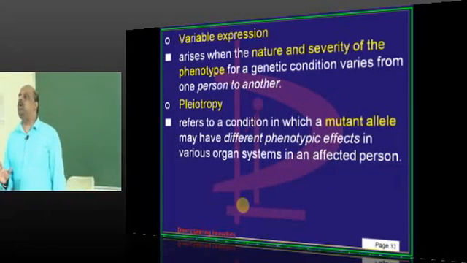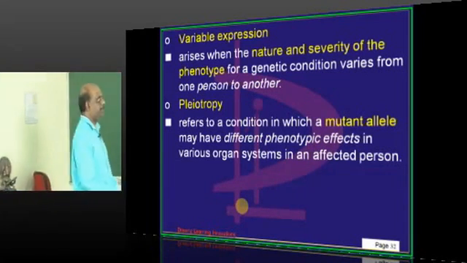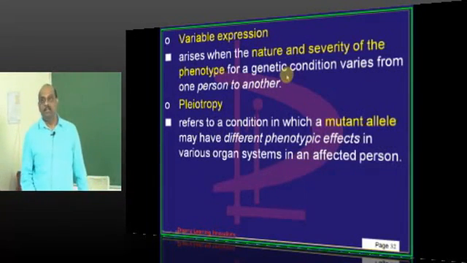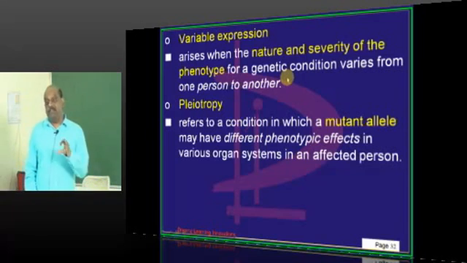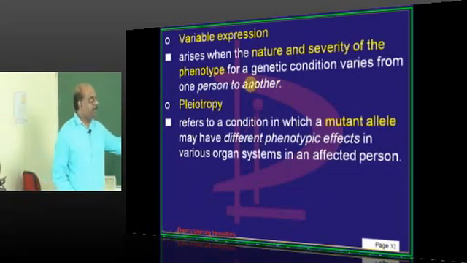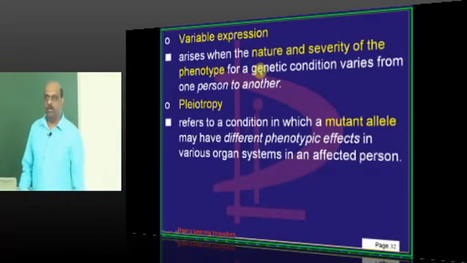Variable expression and pleiotropy, what is the meaning of it? From one person to the other, the amount of severity of a particular genetic disorder will be varying. Okay, doctor?